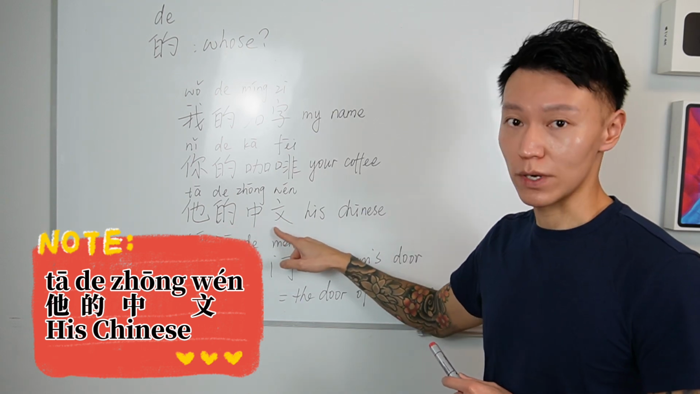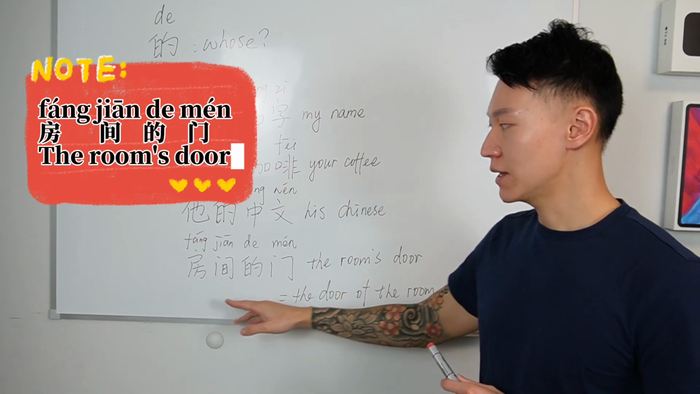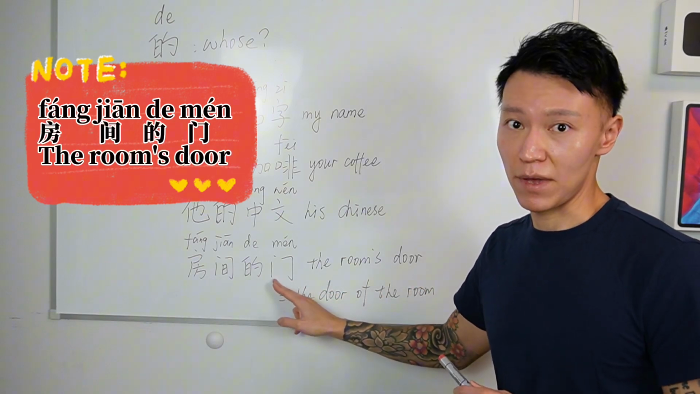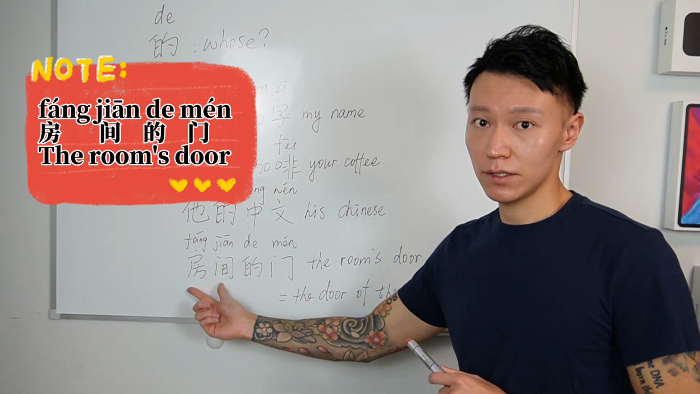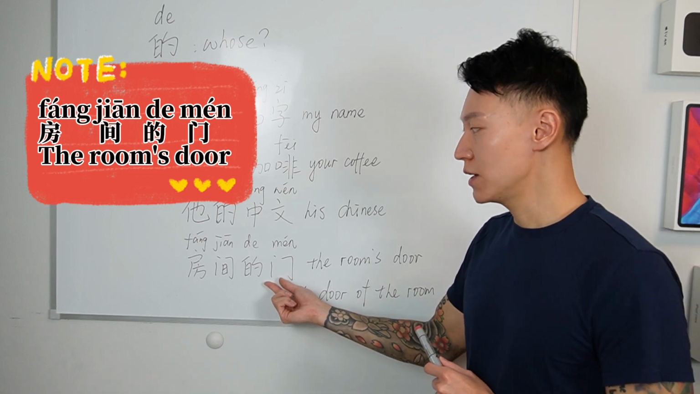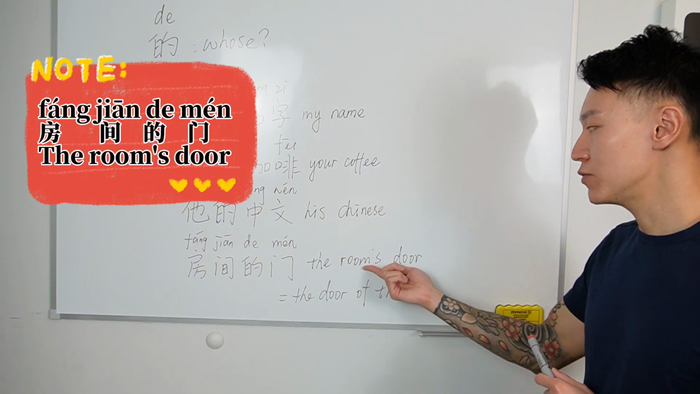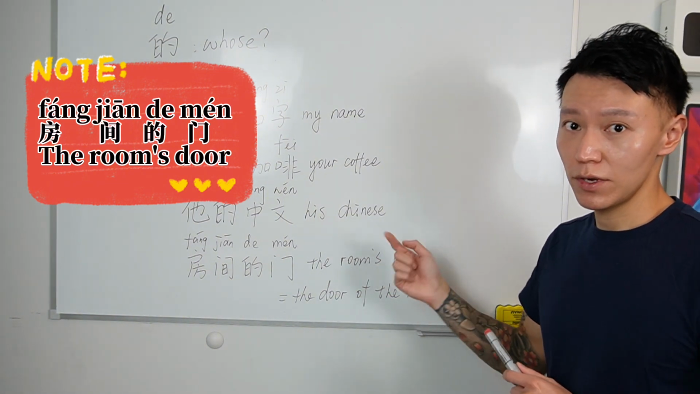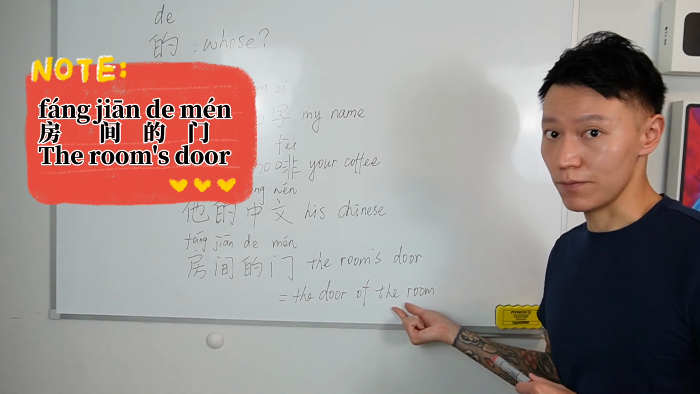And 他的中文 中文 Chinese. 他的中文 his Chinese. And there is another expression here that is 房间的门. 房间 means room, 门 means door. So literally, when we translate this expression, it should be the room's door. And I know in English, we prefer to say the door of the room.